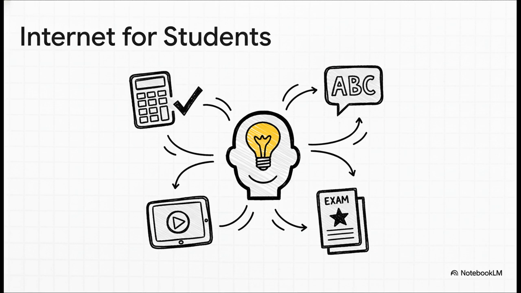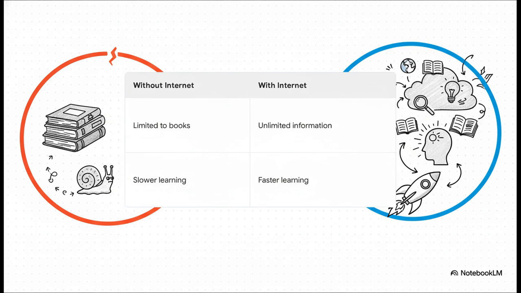It's all there. Just think about how different that is. Before the internet, you were pretty much limited to whatever books were in your school or local library. Learning could be a slow process, but now you have unlimited information right at your fingertips. You can learn things so much faster. It's a total game changer.